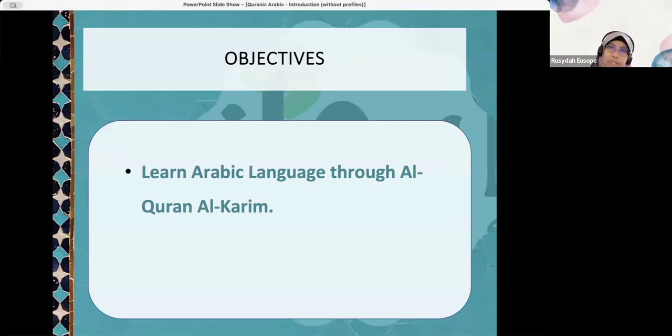Inshallah. So the objective, as I mentioned just now, is to learn the Arabic language through Al-Quran al-Karim, because that is our main purpose. If you ask what's the difference between Quranic Arabic and normal Arabic, of course there's a huge difference. And are there any similarities? Yes, of course, there are a lot of similarities.